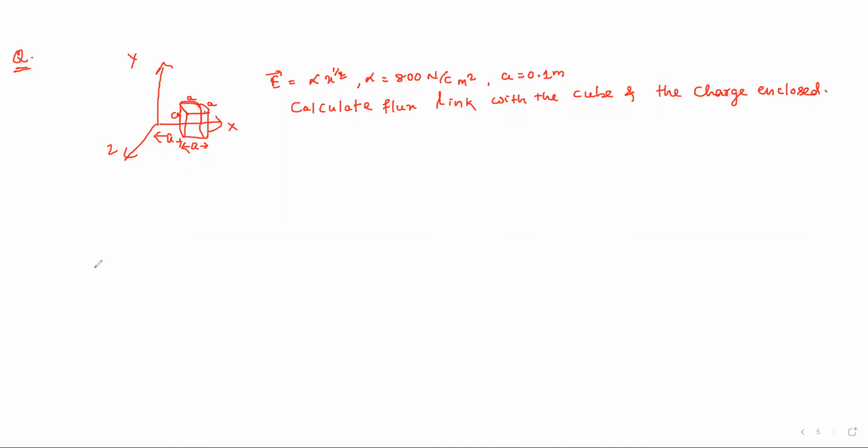So again, electric field is given as alpha x to the power half. That means the electric field is along positive x-axis. Electric field along positive x-axis. This is very, very important. Electric field direction we have to see. Alpha x means alpha is the value 800 Newton per Coulomb into meter square, and x means along positive x-axis. It is given to us.